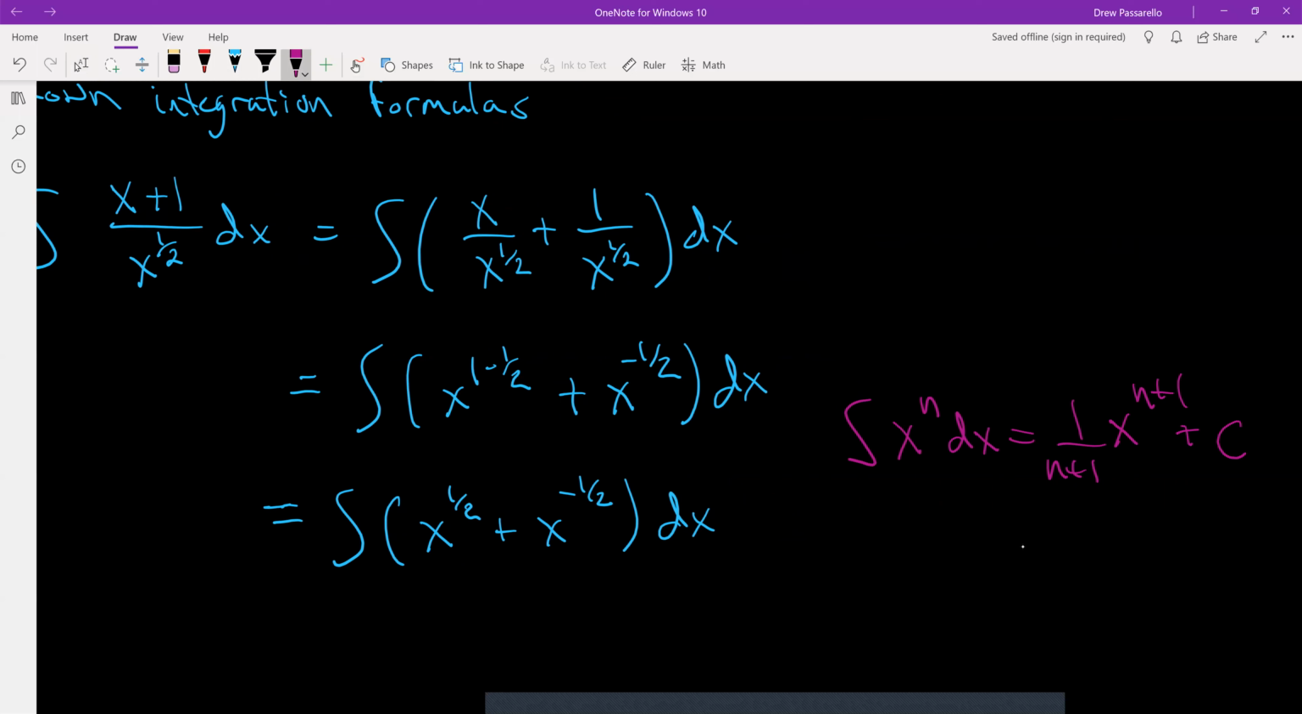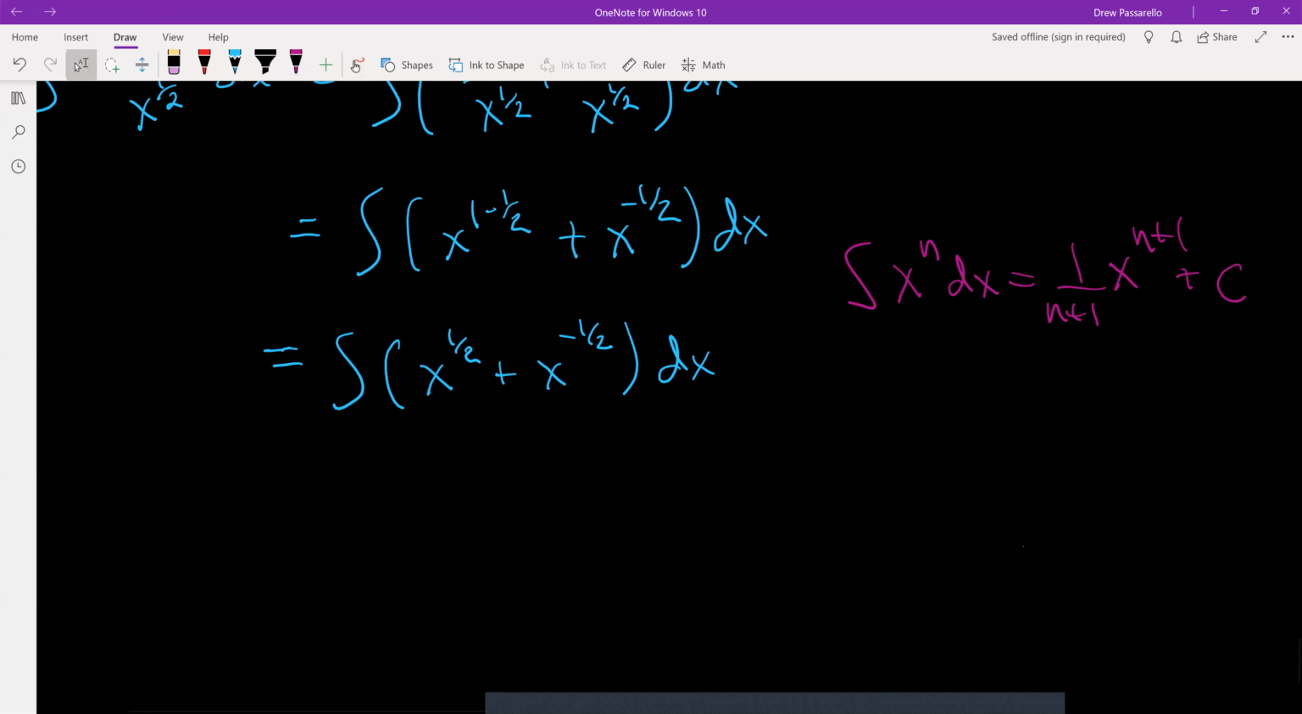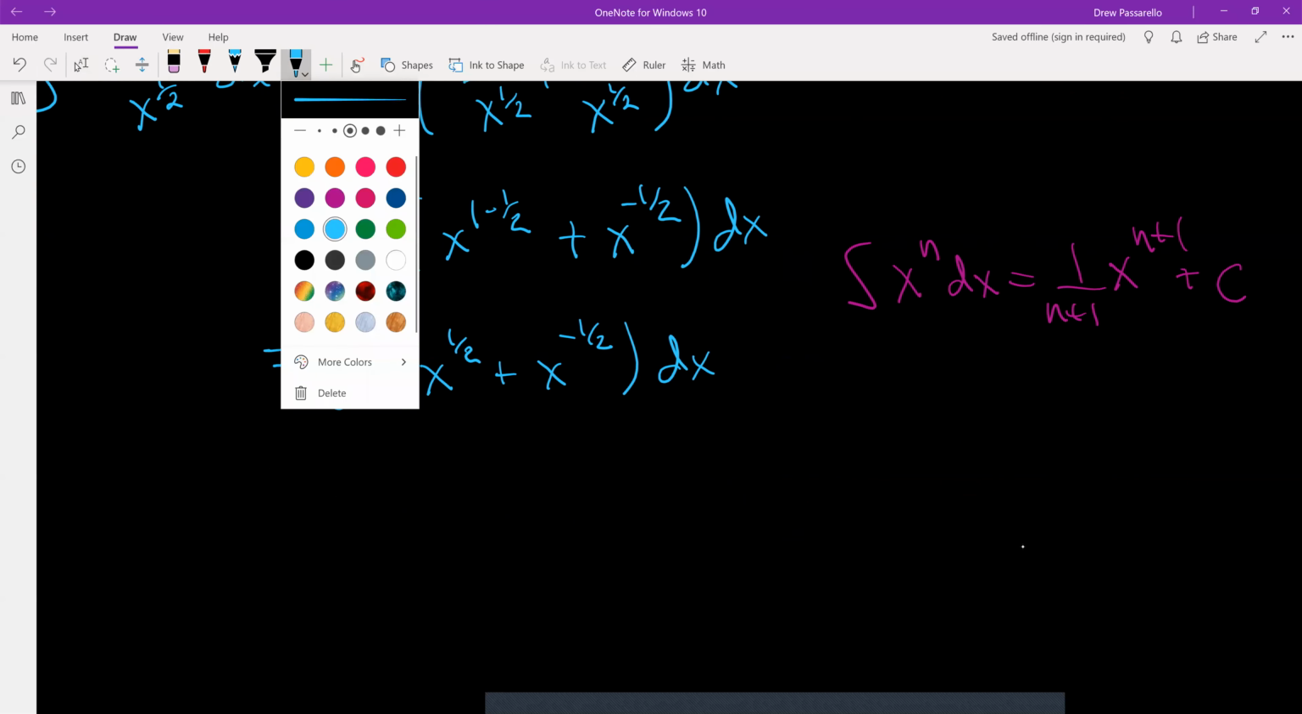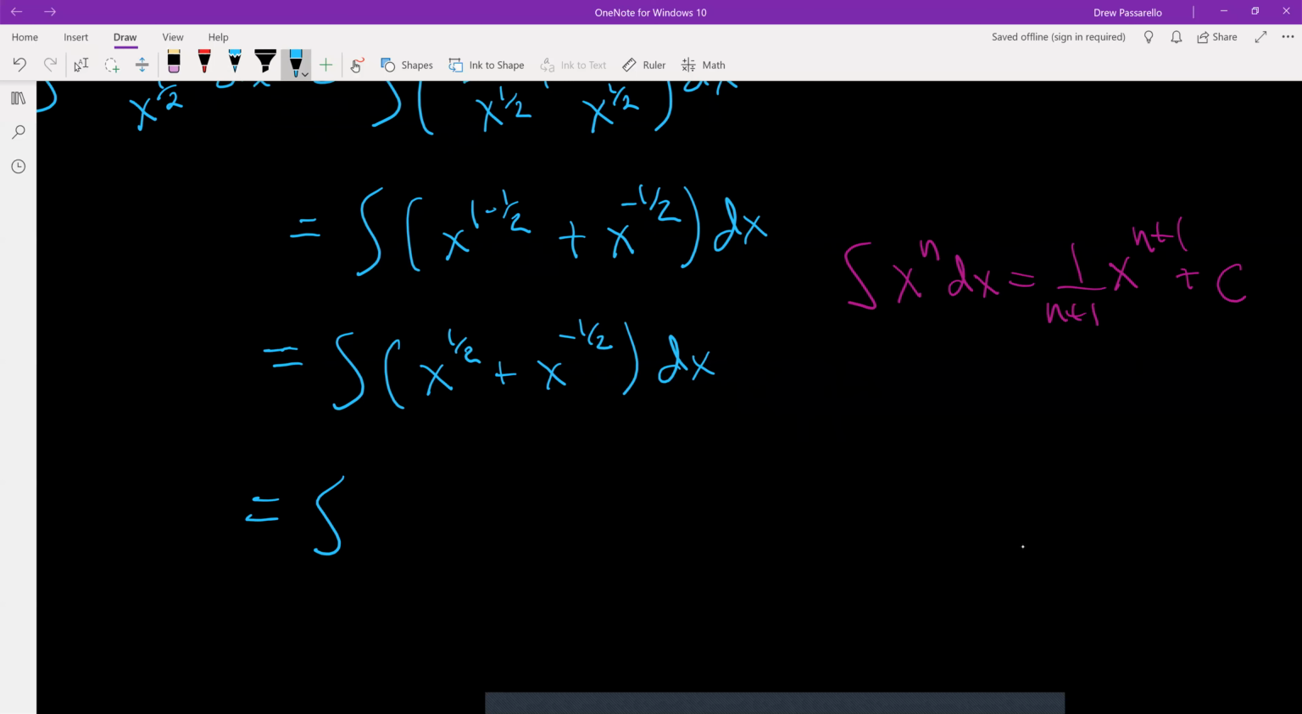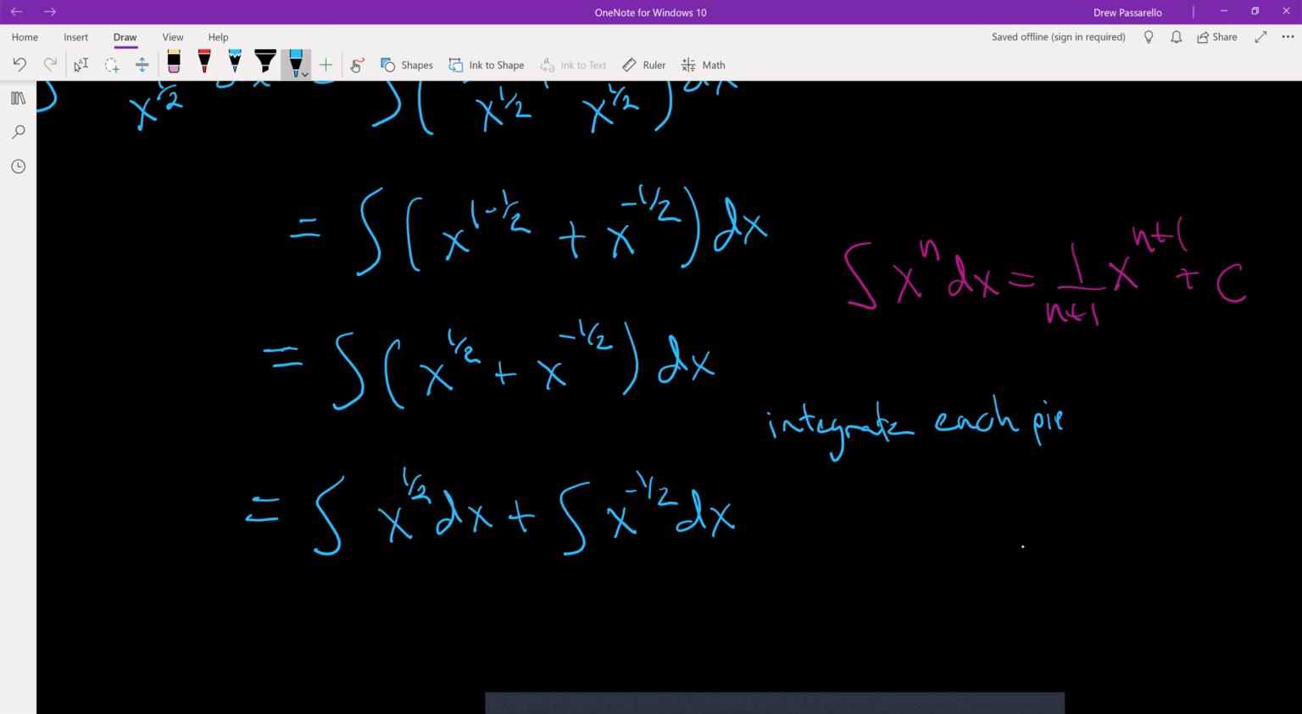Now, if I want to get real technical about it, you could write this as integrating each piece: integrating the x to the 1/2 dx piece, and then plus integrating the x to the negative 1/2. All right, so you're just integrating each piece. Okay, so now I apply this rule to each piece.